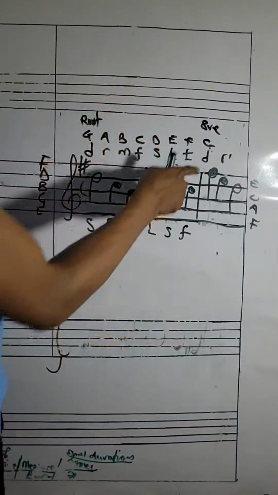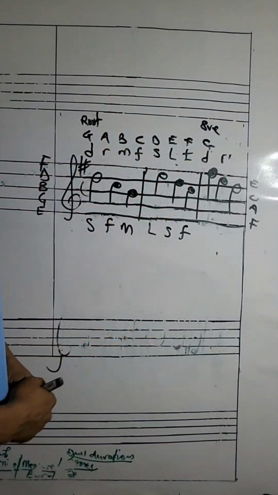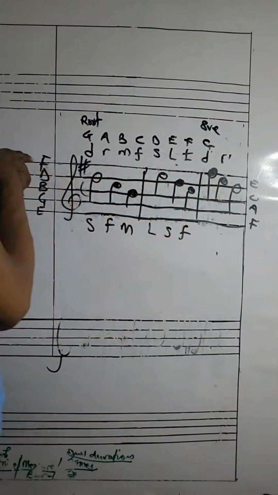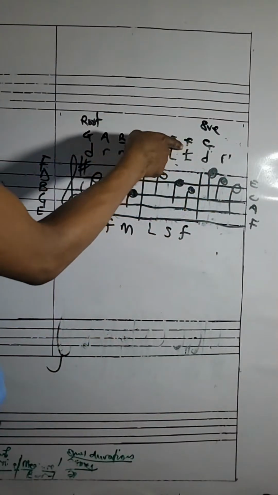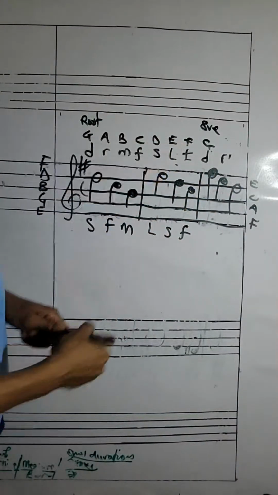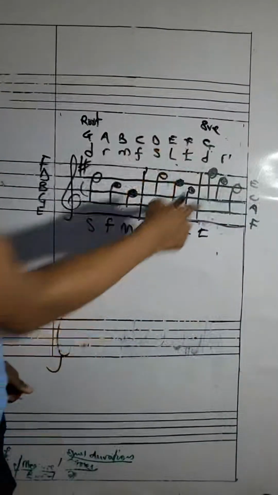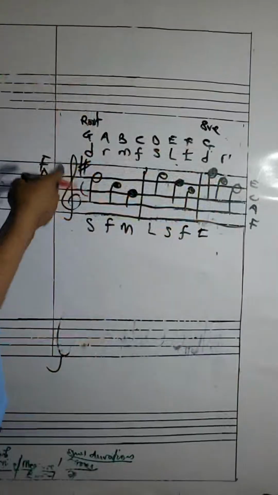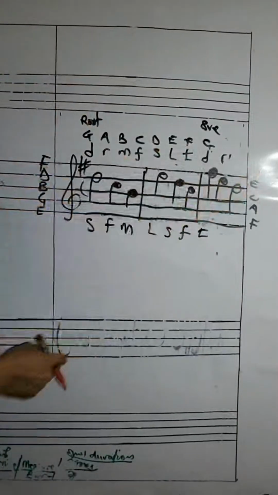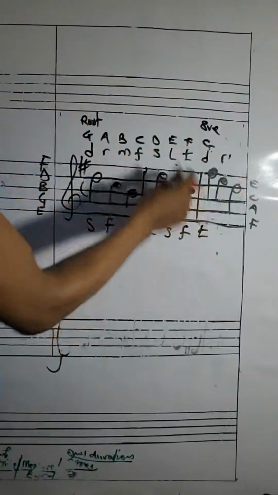The next one is on the fifth line. What is on the fifth line? My F. What is on the F here? F here is Te. Right? The next note is in the fourth space. What do we have in the fourth space? My E. So what do we have on E here?